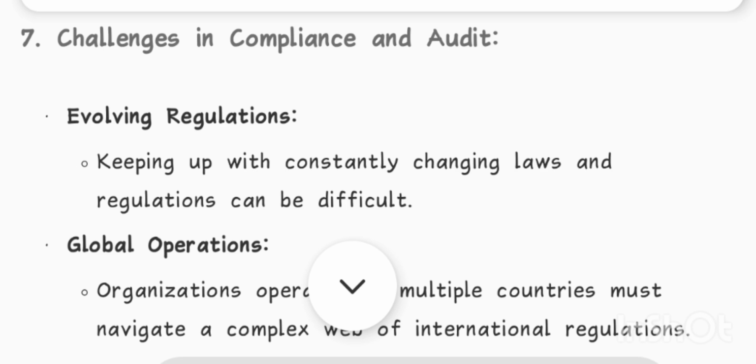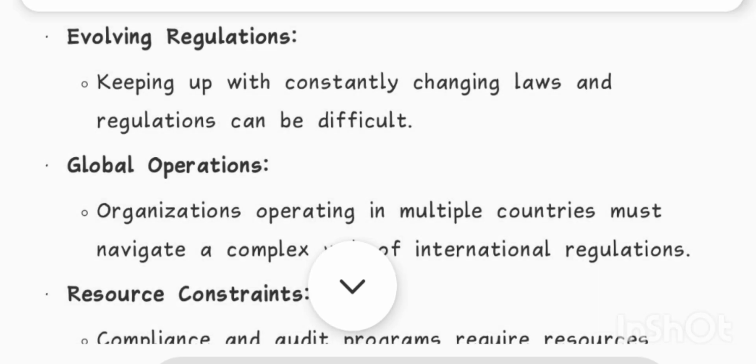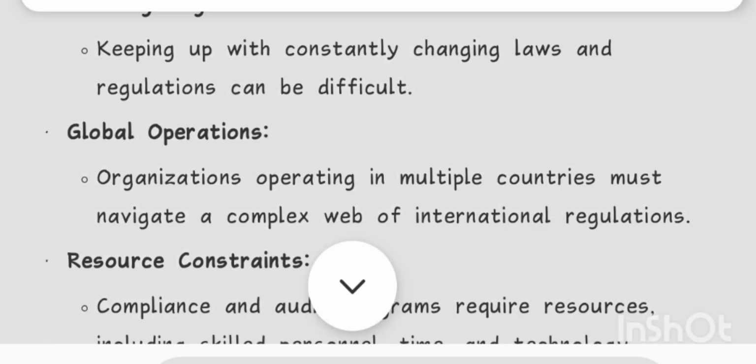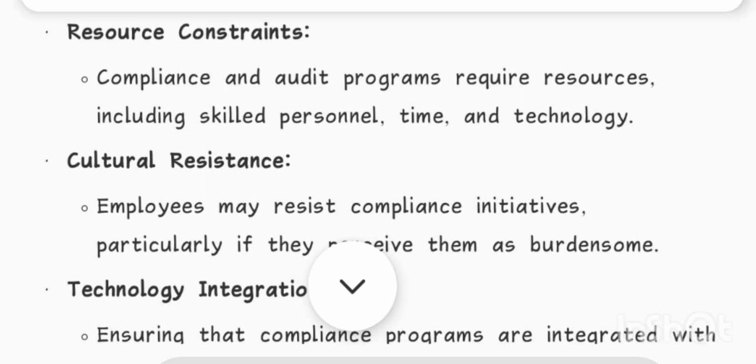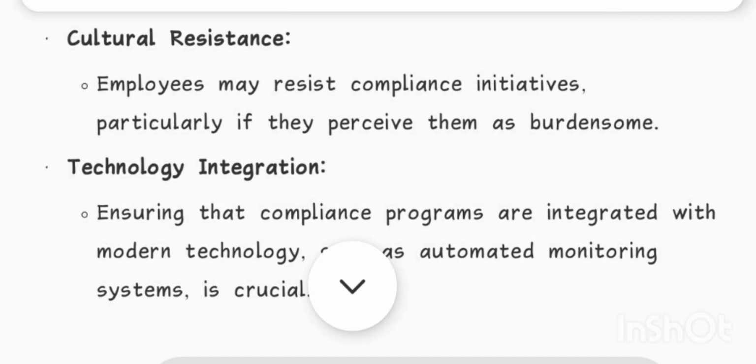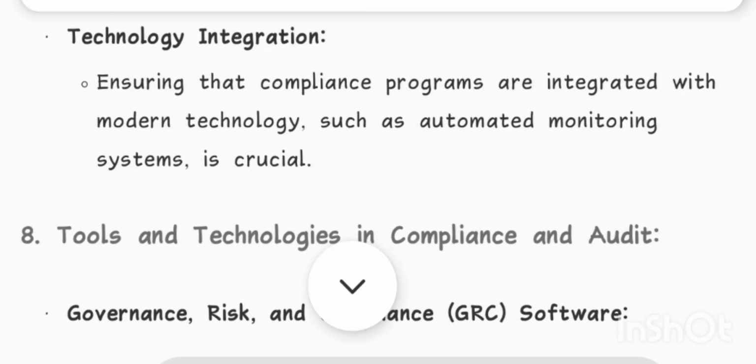7. Challenges in compliance and audit. Evolving regulations. Keeping up with constantly changing laws and regulations can be difficult. Global operations. Organizations operating in multiple countries must navigate a complex web of international regulations. Resource constraints. Compliance and audit programs require resources, including skilled personnel, time, and technology. Cultural resistance. Employees may resist compliance initiatives, particularly if they perceive them as burdensome. Technology integration. Ensuring that compliance programs are integrated with modern technology such as automated monitoring systems is crucial.